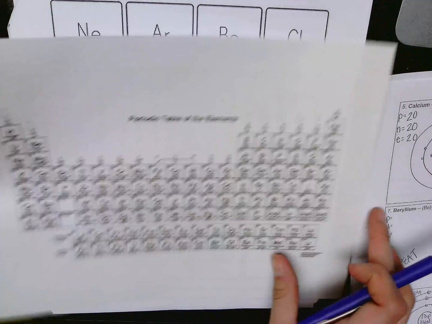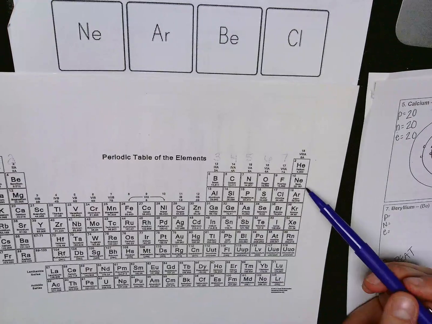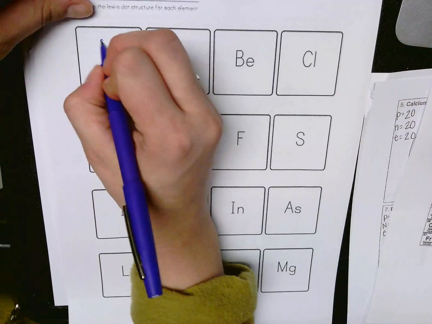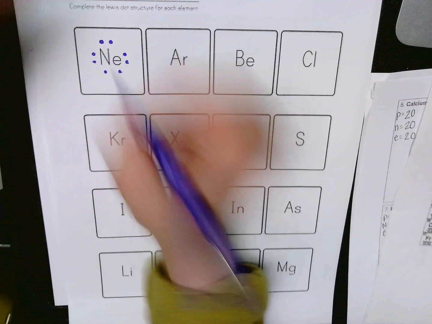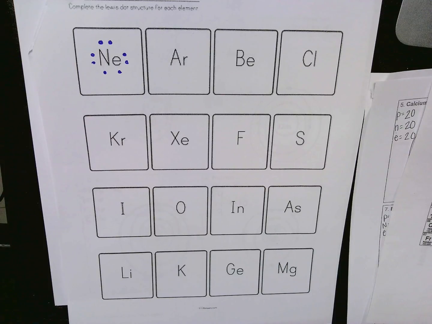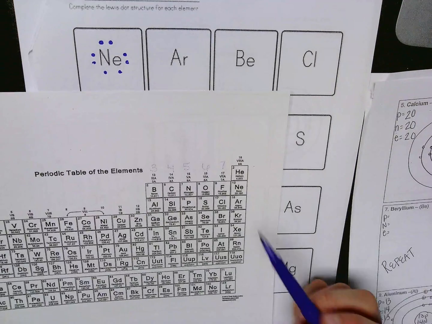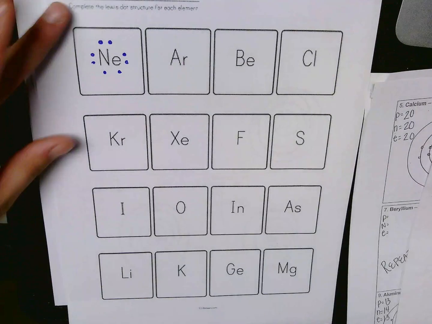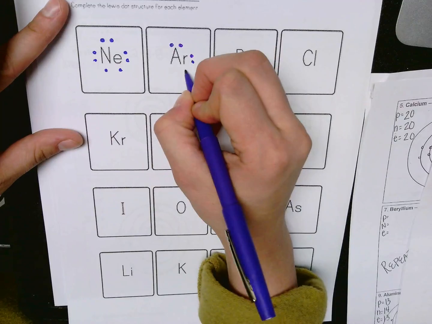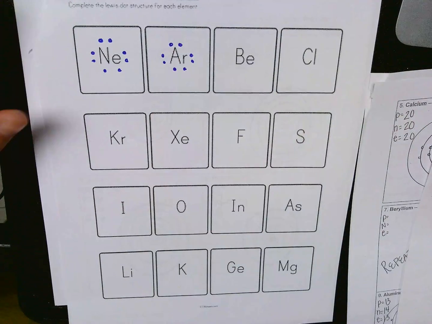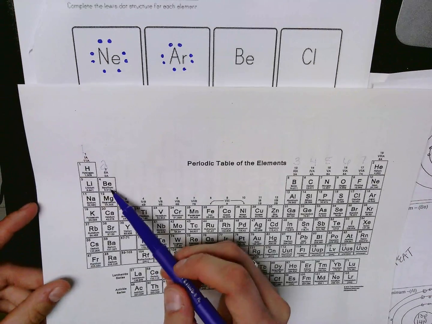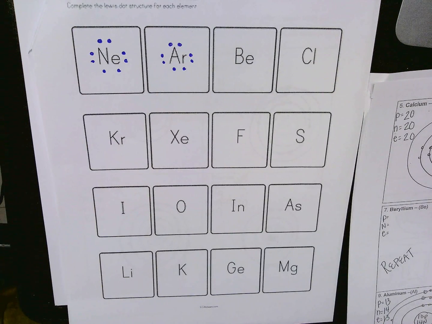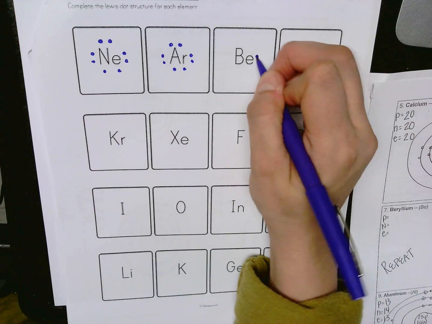Okay? So, first and foremost, let's find neon. Neon's right here. How many valence electrons does neon have? 8. Remember that each side has 2 spots, so we're going to draw 1, 2, 3, 4, 5, 6, 7, 8. Great. Okay. What about argon? 8 again. 1, 2, 3, 4, 5, 6, 7, 8. What about beryllium? It's right here. 2. You can draw these various ways, but no, they cannot be paired up. I like to go 1, 2.